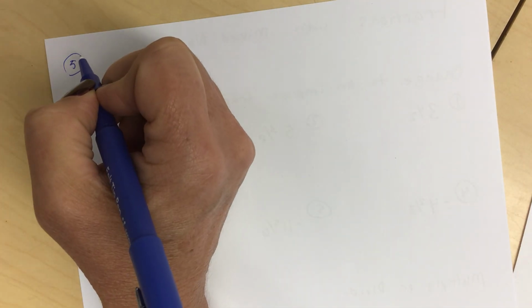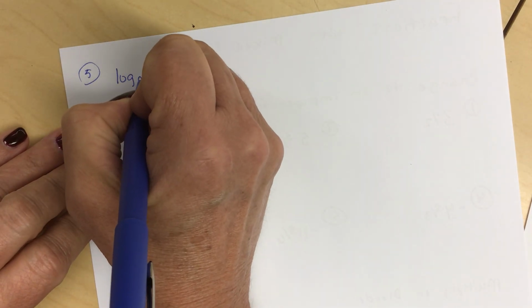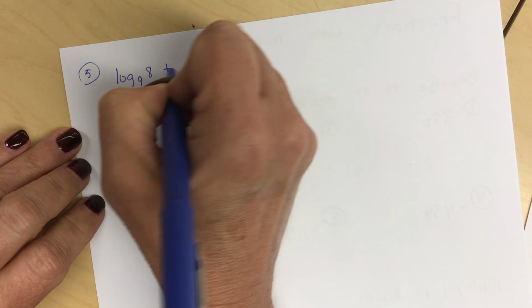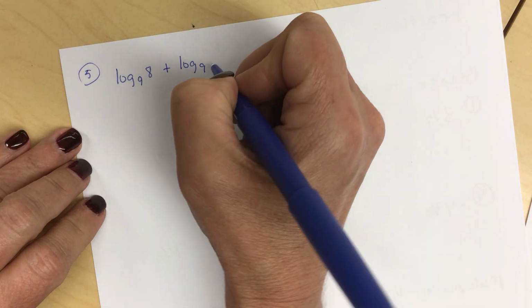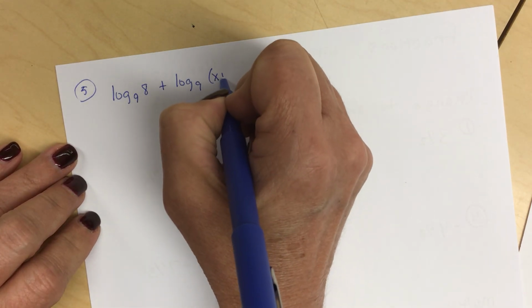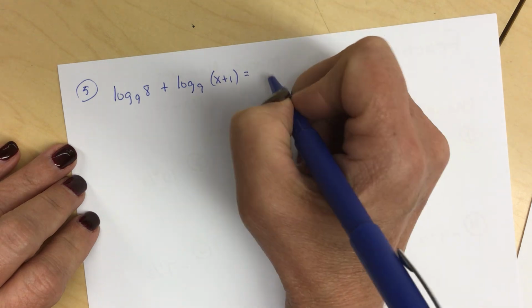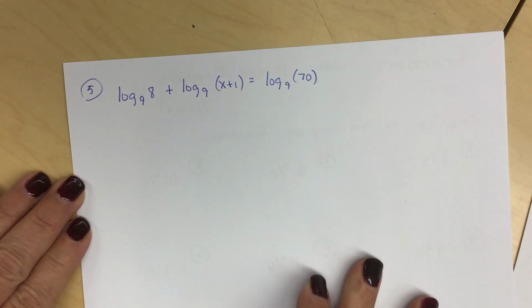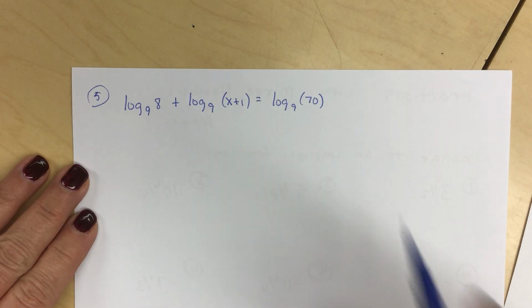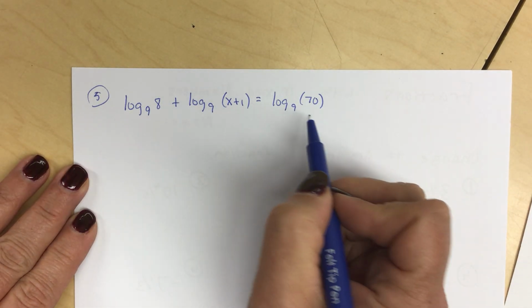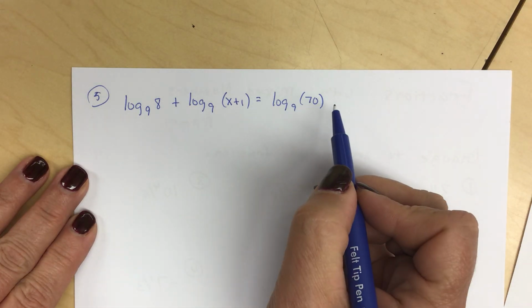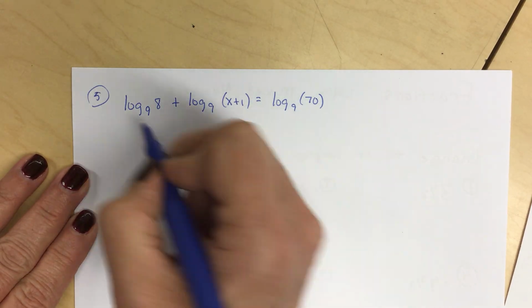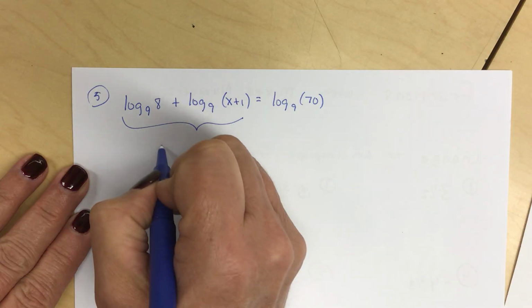Fifth example. You might have log base 9 of 8 plus log base 9 of x plus 1, and it equals log base 9 of 70. Okay? So on this one, we can't just get rid of the log 9s. We can't say, oh, there's a log 9, everything, we'll get rid of it. We can, however, put this together first.